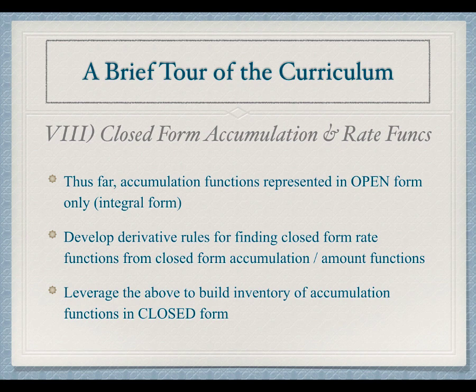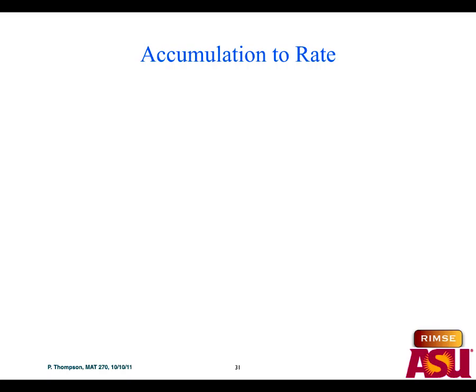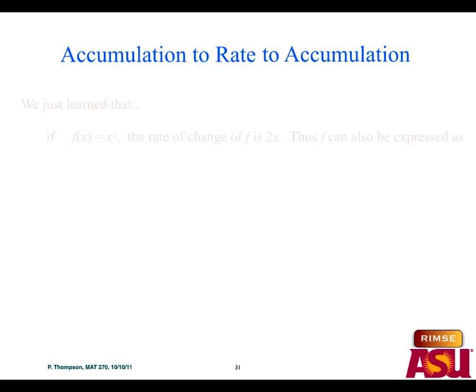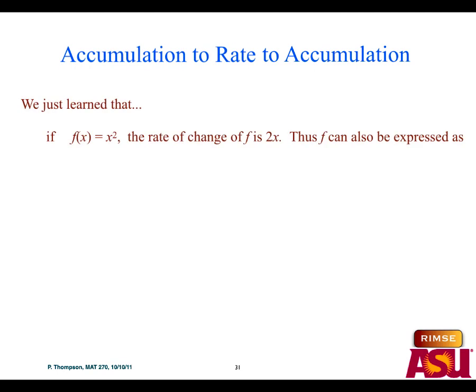So we're going to do the derivative rules for the power rule, the product rule, the quotient rule. We're going to leverage those to start building our inventory of accumulation functions in closed form, which we didn't do before. So here's the idea. In one part of the course, we look at x squared, and we derive that the rate of change is 2x. So closed form accumulation, closed form rate.